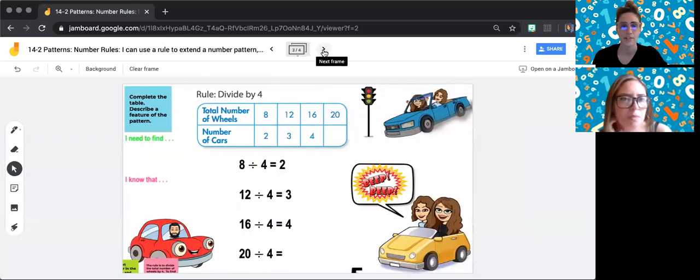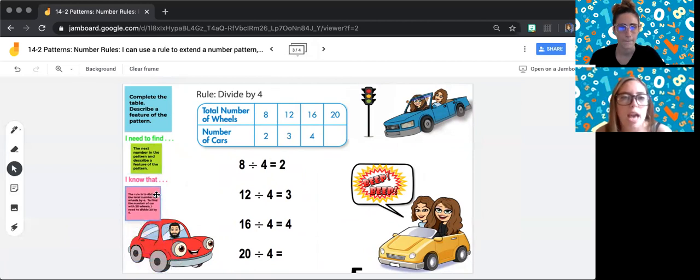Complete the table. Describe a feature of the pattern. So I see that this is giving us a rule, divide by 4, and we're talking about the total number of wheels and the number of cars. So what do we need to find here? I need to find the number of cars that have 20 wheels. Perfect. What do we know?